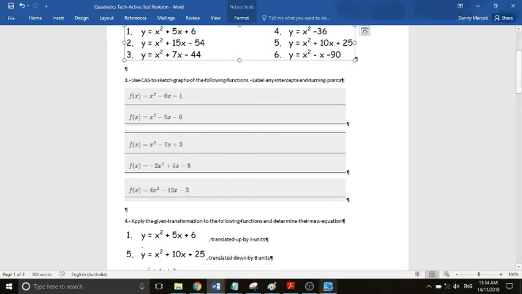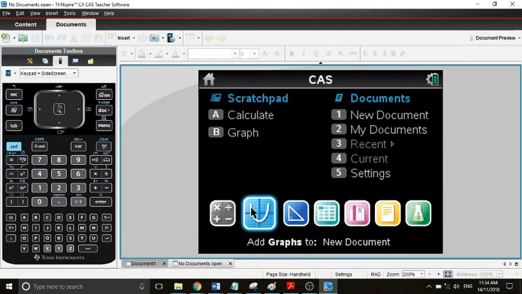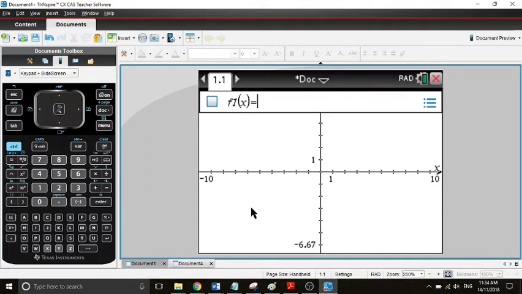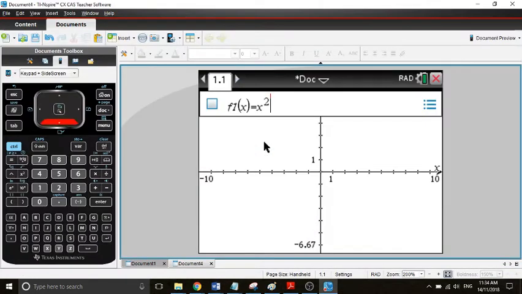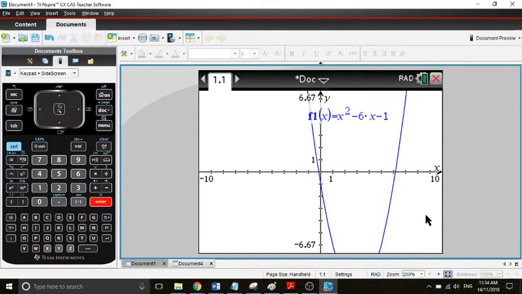Now, there's a couple of ways we can go about this. We'll open a graph page, and we'll say x squared minus 6x minus 1, and there we have it. So we've got our x-intercepts, our y-intercept here, and we've got a turning point.